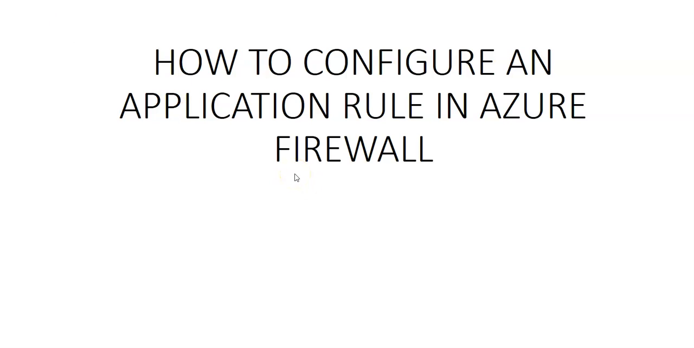Hi, my name is Ashish, and in this video we will see how to configure an application rule in Azure Firewall. In the last video, if you remember, we created a virtual network. We created two subnets inside that virtual network. We deployed Azure Firewall.